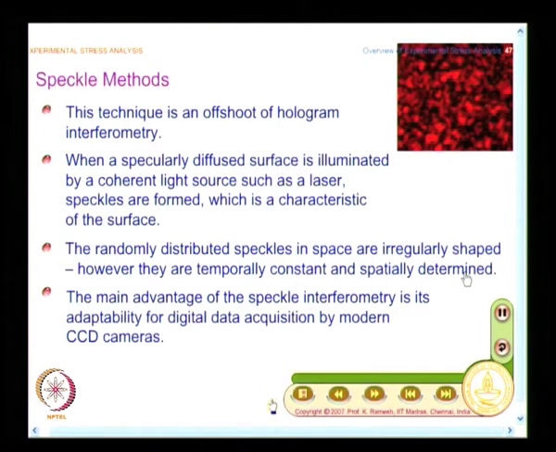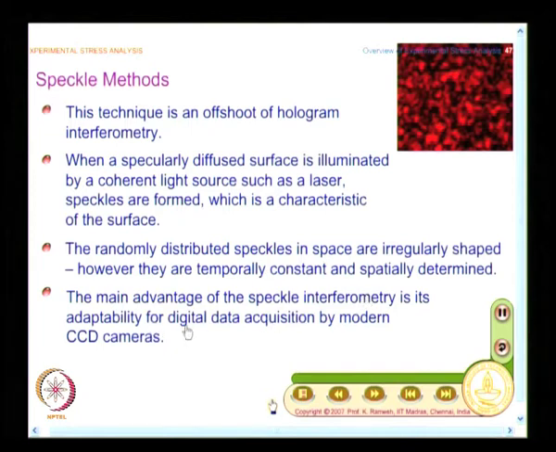And why is speckle interferometry advantageous? The main advantage of speckle interferometry is its adaptability to digital data acquisition by modern CCD cameras. So, speckle methods is an offshoot of hologram interferometry, and speckles are random, irregularly shaped, but they are temporally constant and spatially determined. This is a very important characteristic which we use to our advantage.